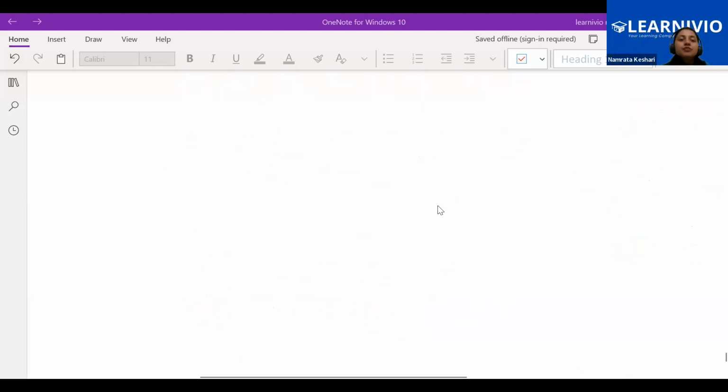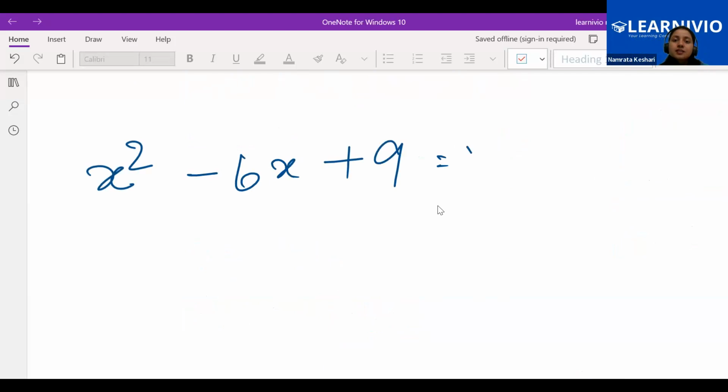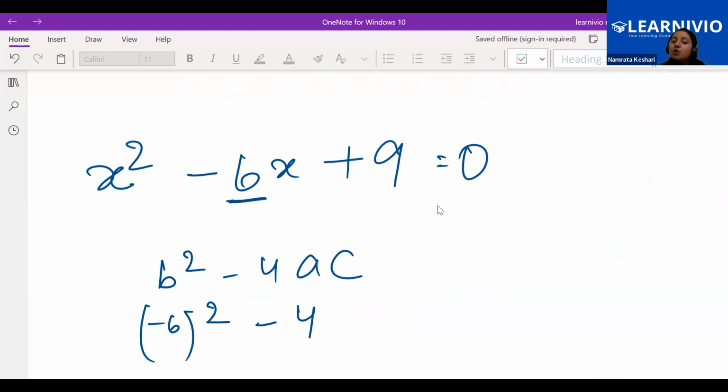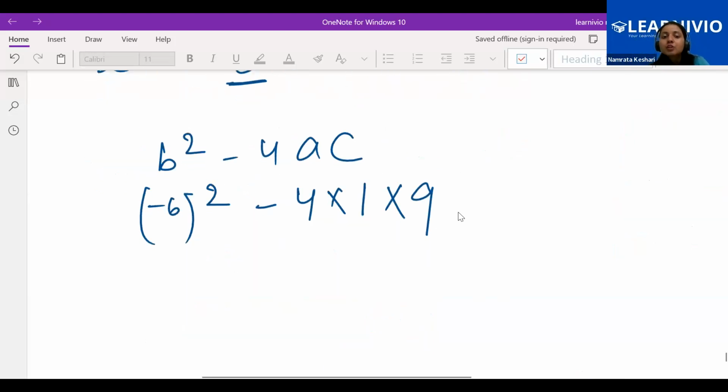For example, if we have this example, x square minus 6x plus 9 is equal to 0. Here we will be using the formula b square minus 4ac. Let's use it. B is minus 6, so minus 6 whole square minus 4 into a. What is a? A is 1. What is c? C is 9. Can you do the calculation and let me know what you are getting? Yes, Alvina, Abdul, Noah, please do the calculation and let me know what you get.